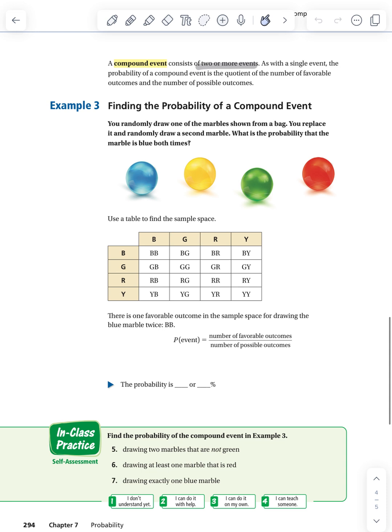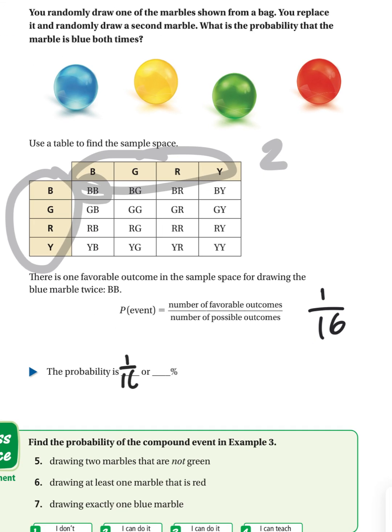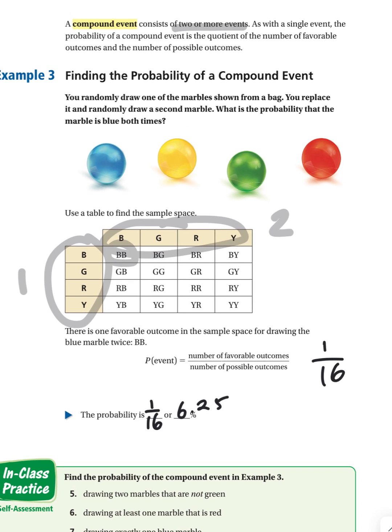Well, this side is representing our first draw. This side is representing our second draw. Because you put the blue marble back, it has a 1/4 probability both times. Notice there's only 1 blue out of 16 total. So there's 1 favorable outcome out of 16 total. So the probability is 1/16 or 6.25%.